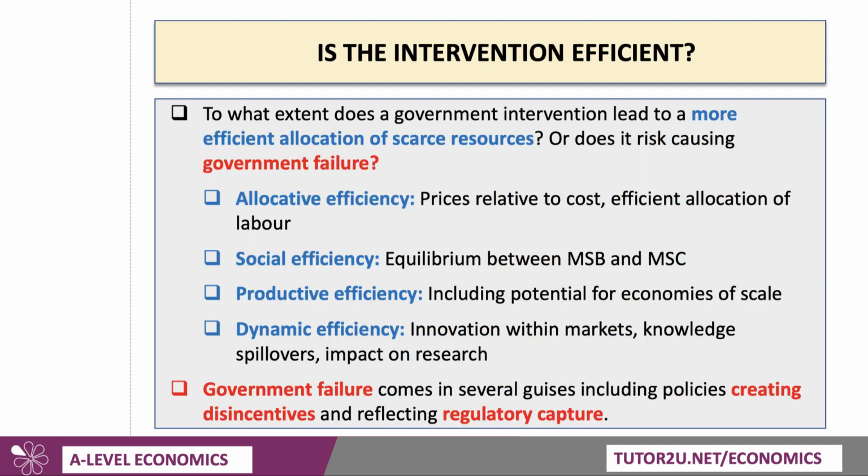Is the intervention efficient? Does the intervention make markets work better, or does it lead to government failure? So in theory, interventions are designed to bring about more allocative efficiency, nudge markets towards a social optimum, encourage firms to achieve economies of scale and innovate. But they don't always do that. So look to see if you think that is the case. And of course, if the market failure intervention leads to an even deeper market failure, then you get government failure. And it comes in several guises, including policies creating disincentives, regulatory capture, and also the law of unintended consequences.